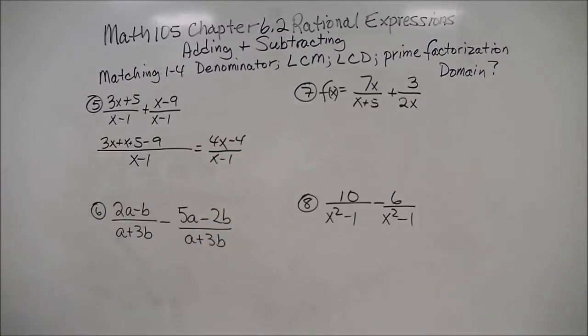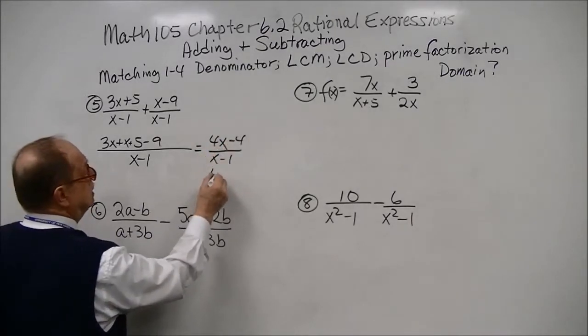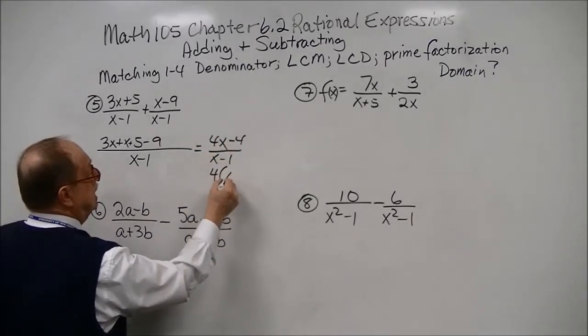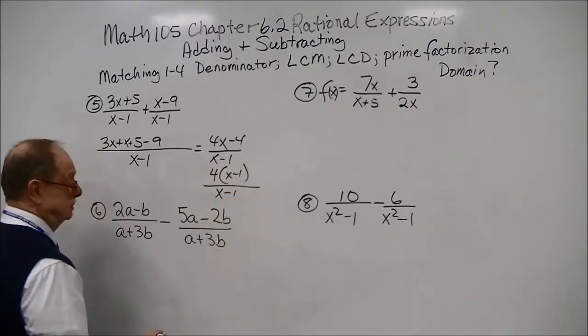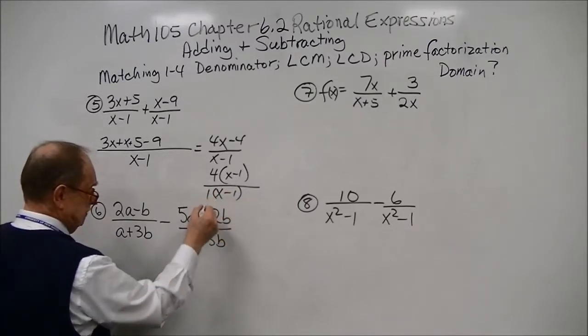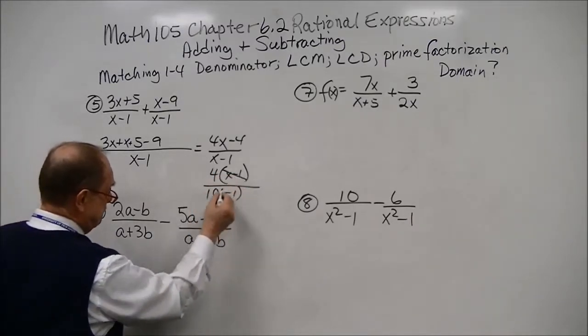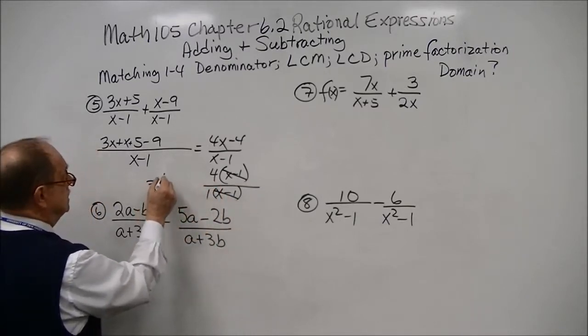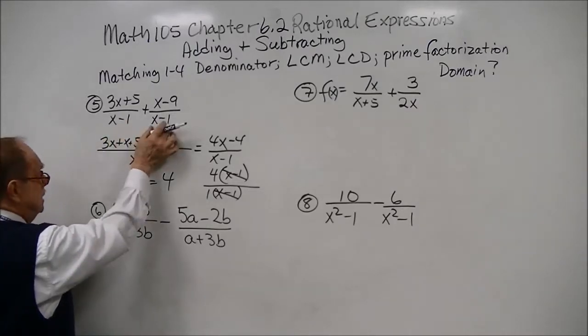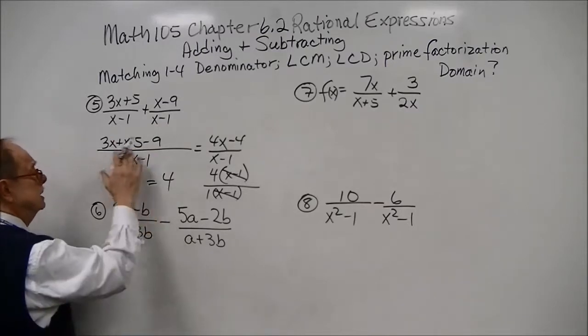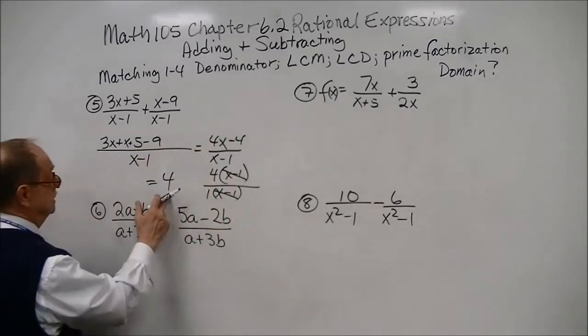And you might say, oh, we're finished. Well, no. Because look, you could factor out a 4 from this top and get 4 times x minus 1 over x minus 1 now. So these cancel out, and your answer then is 4. So having the same common denominator makes it a little easier. You still have to simplify.